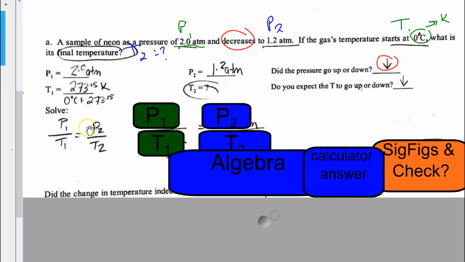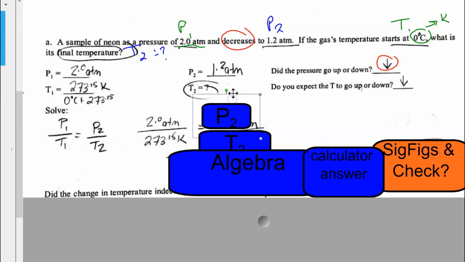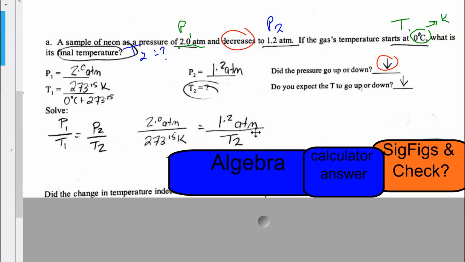Now, before you start, always write that original equation. Then we're going to substitute, do some algebra, get a calculator answer, and round it for our sig figs. So pressure 1, we want to fill that in and chug through the math. 2 atmospheres. Temperature 1, 273.15 Kelvin. Pressure 2, 1.2 atmospheres. Temperature 2 is unknown, we're solving for it.